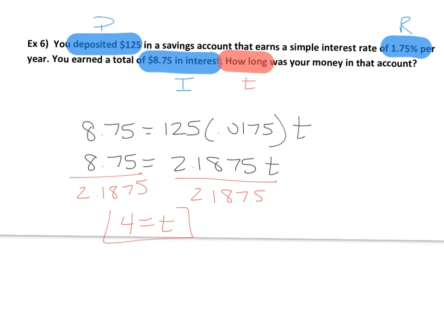So 4 years. Okay, so let's think about what this means real quick. You deposited $125 for 4 years, and they gave you a total of $8.75. Not near as high paying as the example up above. Okay, all right, that concludes 2-9 notes.